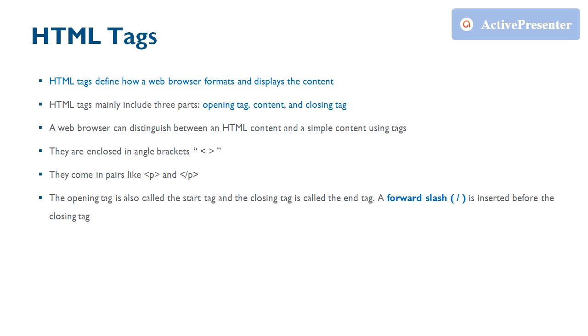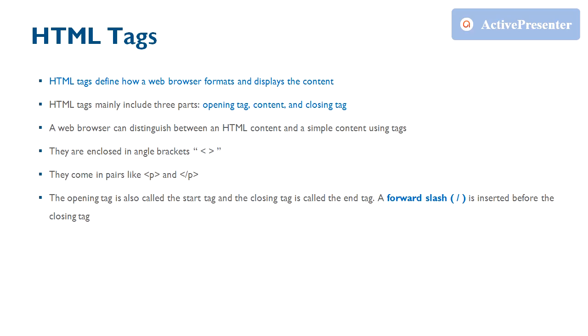Alright, so HTML tags define how a web browser formats and displays the content. So HTML tags are nothing but annotations which you use to create your HTML page, and you put the content between those annotations. There are different HTML tags or different annotations available, used to display the content in different ways. Now HTML tags mainly include three parts. So we have an opening tag and a closing tag, and the content goes between those two tags.